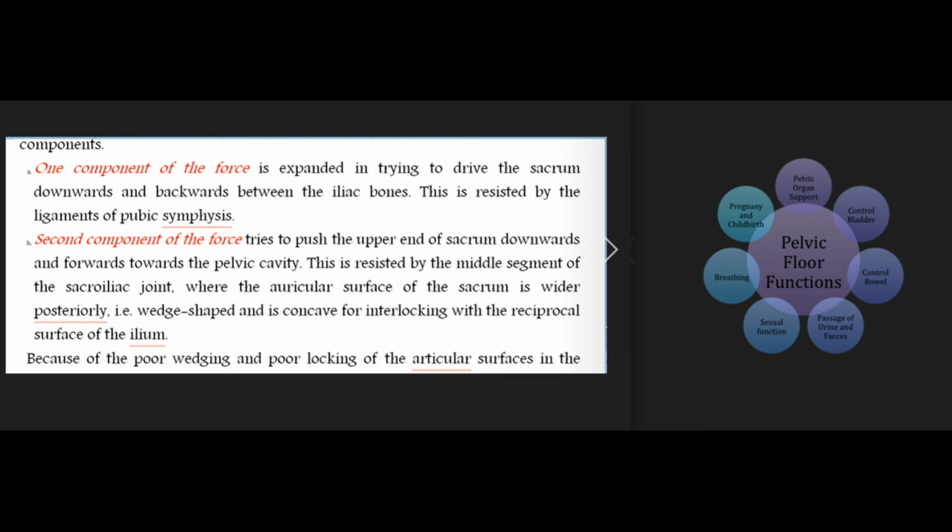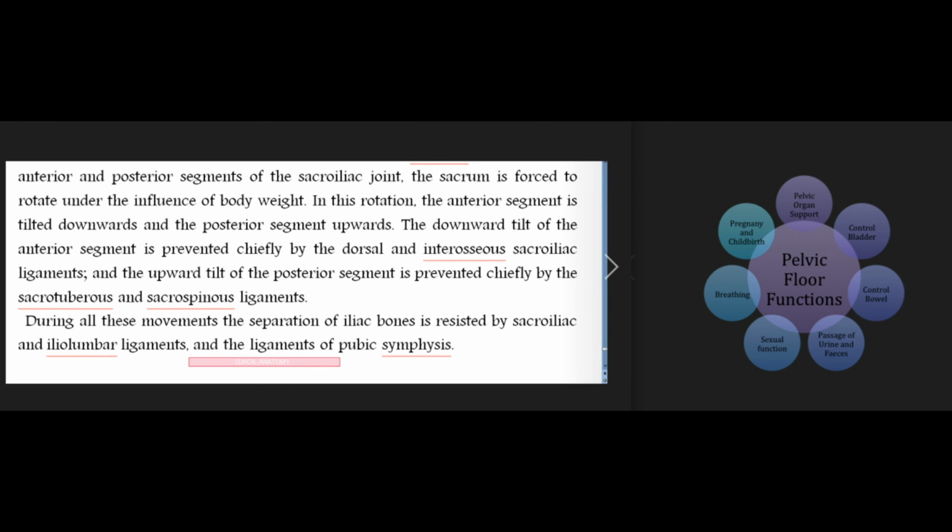Second component of the force tries to push the upper end of sacrum downwards and forwards towards the pelvic cavity. This is resisted by the middle segment of the sacroiliac joint, where the auricular surface of the sacrum is wider posteriorly, i.e. wedge-shaped, and is concave for interlocking with the reciprocal surface of the ilium. Because of the poor wedging and poor locking of the articular surfaces in the anterior and posterior segments of the sacroiliac joint, the sacrum is forced to rotate under the influence of body weight. In this rotation, the anterior segment is tilted downwards and the posterior segment upwards.